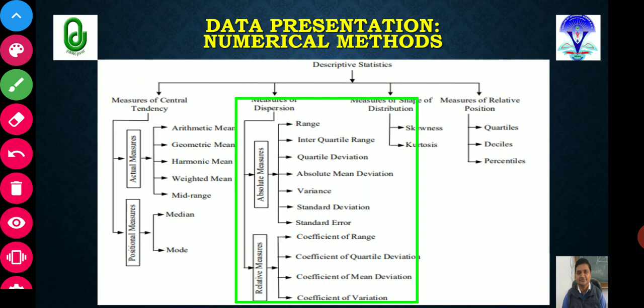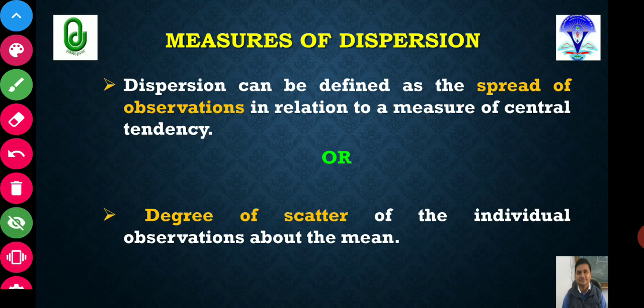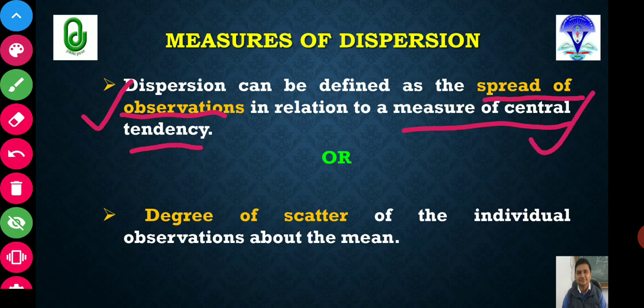Now, if you see the definition, dispersion can be defined as the spread of observation. Spread around what? The spread of observation in relation to measures of central tendency. This is a very important point. The spread of observation is in relation to measures of central tendency.